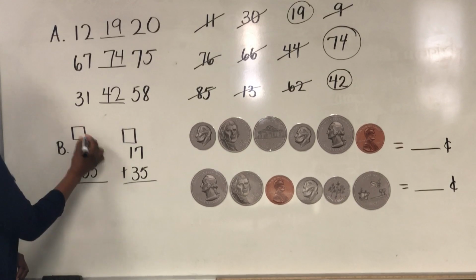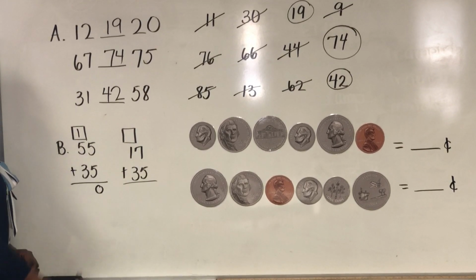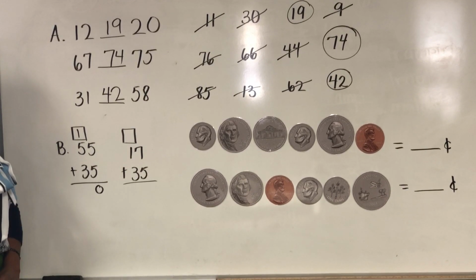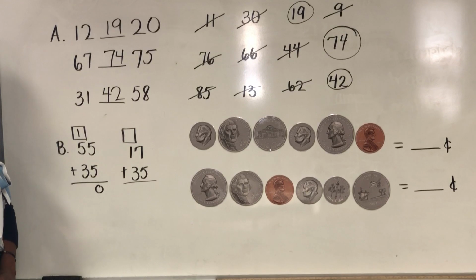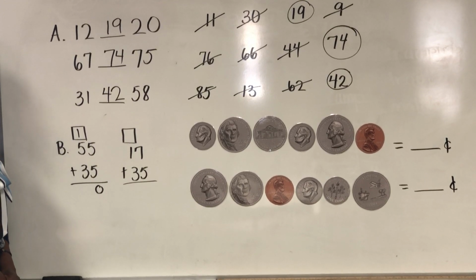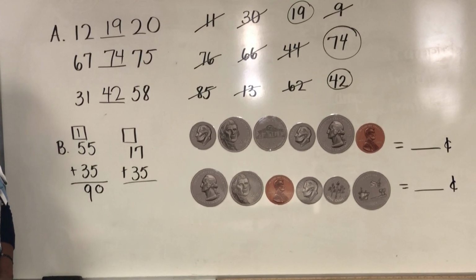5 plus 5 is 10. You put the 0 in the ones place. You carry the 1 to the tens place. Now we need to add all the tens together. What's 1 plus 5? 1 plus 5 is 6. What is 6 plus 3? 6 plus 3 is 9. So therefore, 55 plus 35 equals 90.